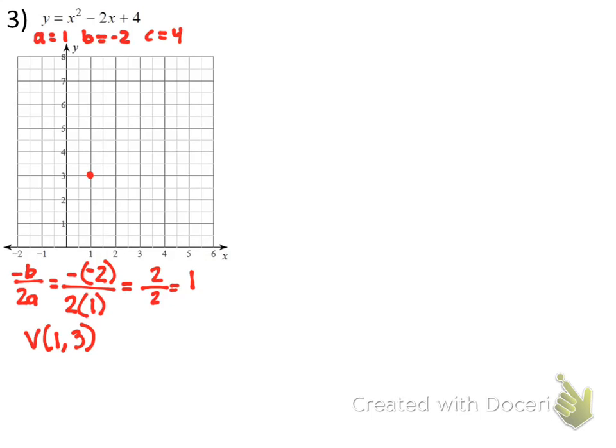Okay. Then I'm going to ask myself, if I were to go plus or minus 1, if I were to go 1 box to the left or right from my vertex, this is our vertex, by the way.